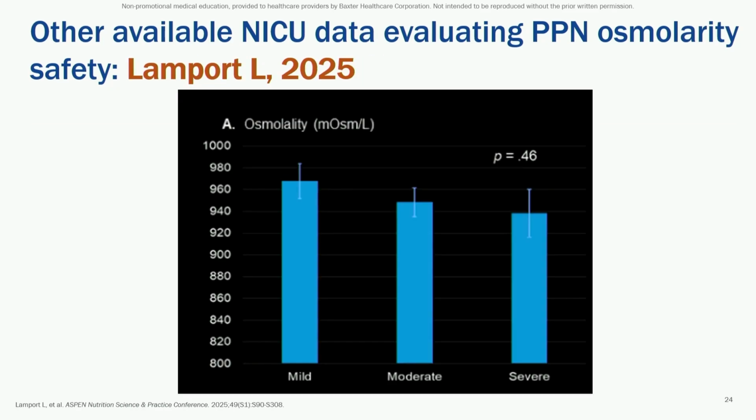Lissa Lamport and her group actually last year presented this data at a poster session here at ASPEN, which is a poster that I really liked. And what they presented was that in mild, moderate, and severe line-related events, there was no difference in the osmolarity of the peripheral parenteral nutritions in their evaluation.